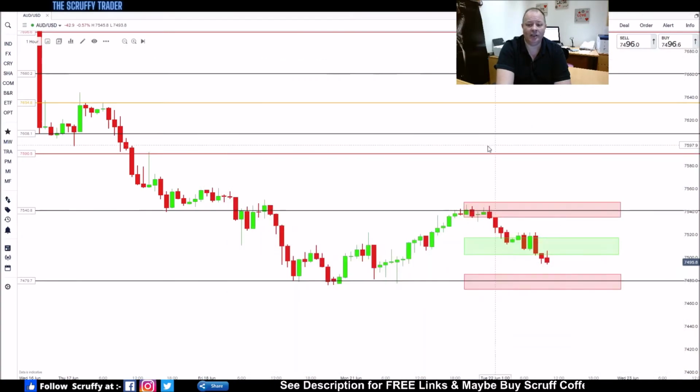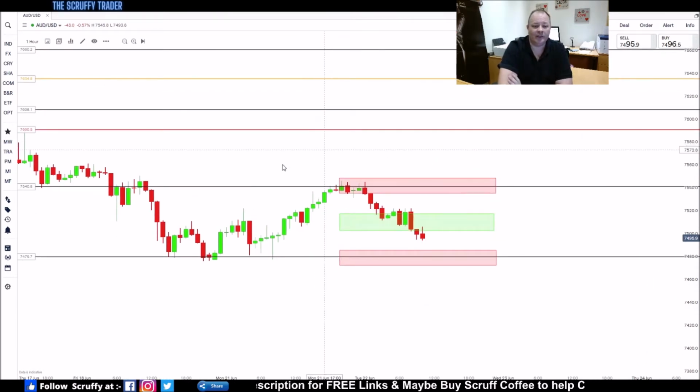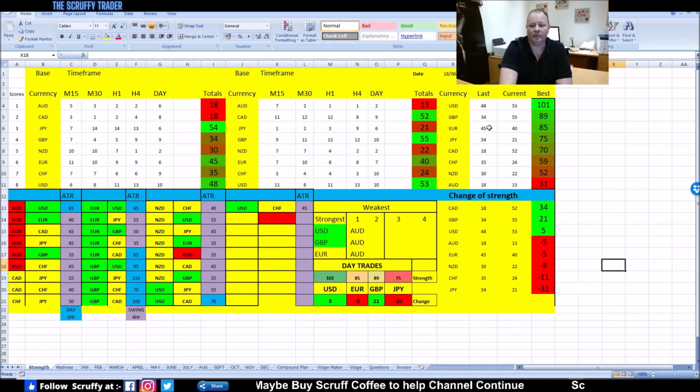So let's have a look at the Aussie dollar. See what's going on with it. What do I expect? Well, actually, I'll pull that sheet back up. Just a second. Right, we'll go through it.